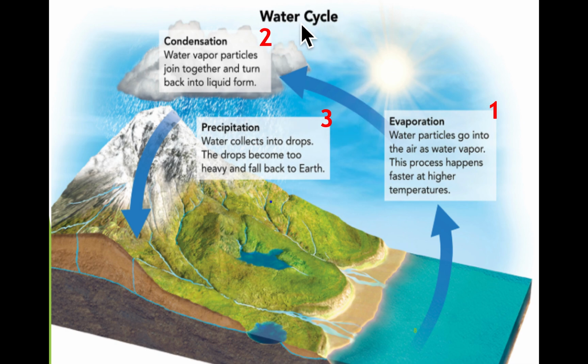Alrighty, so our water cycle is comprised of 3 parts: evaporation, condensation, and precipitation. See if you can say them with me. Evaporation, condensation, precipitation.